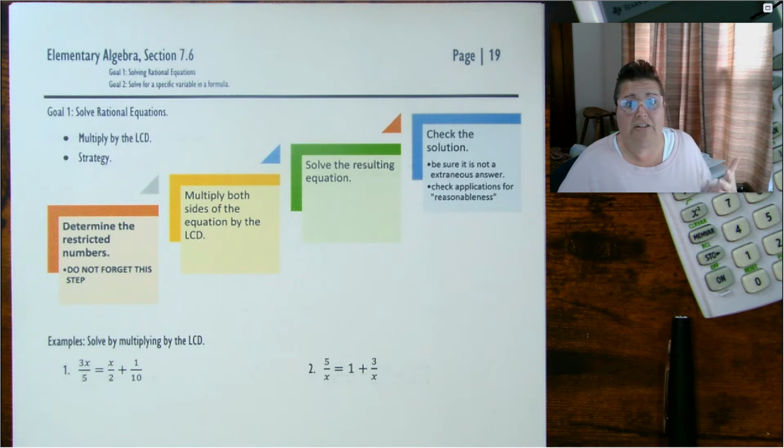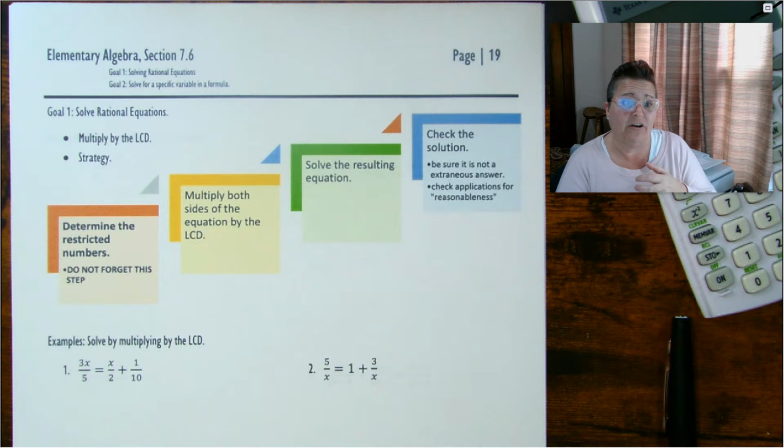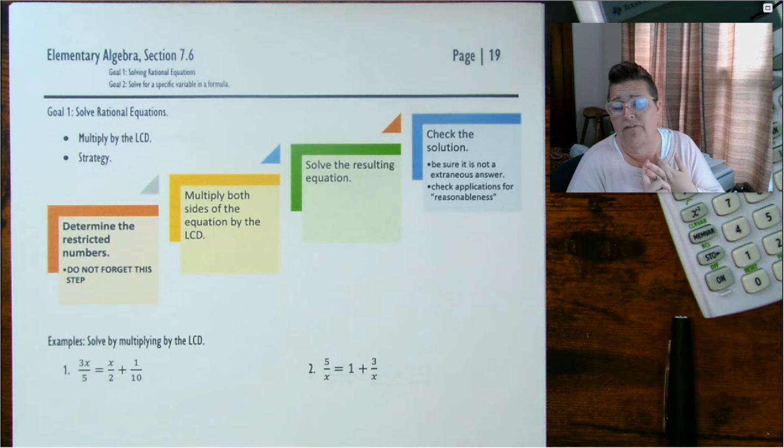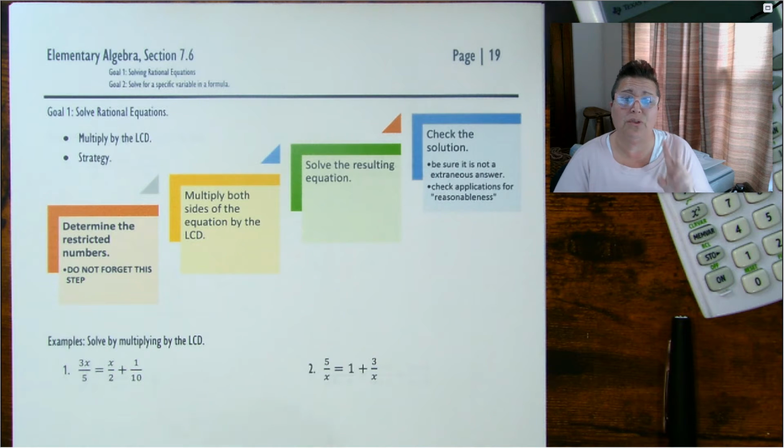So for our strategy, first things first, we're going to list all the restricted values, that is, those values that x cannot be. Then we're going to multiply by the lowest common denominator for the equation. That should cancel out all of our fractions, and we should be able to solve the resulting equation and check the solution. Now, we want to check the solution for two things.